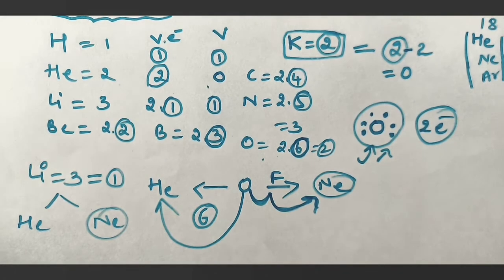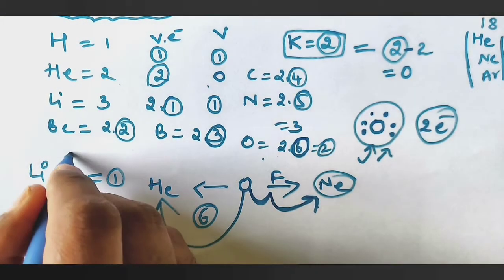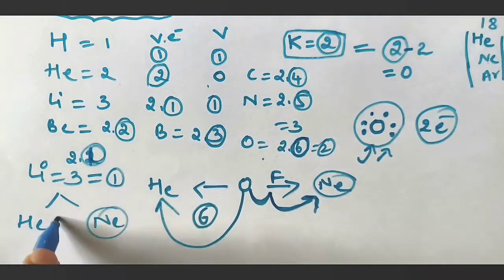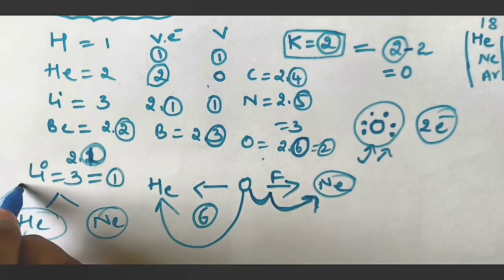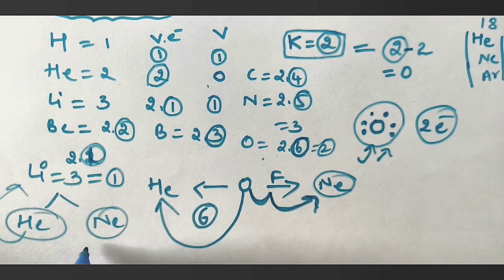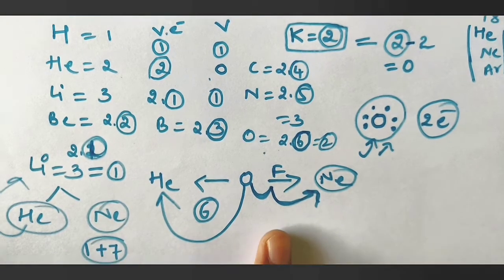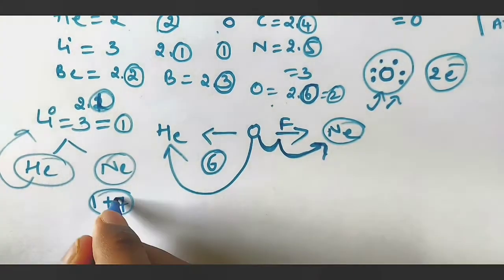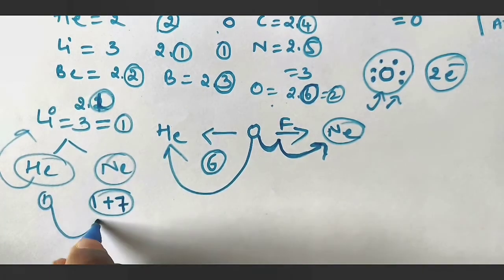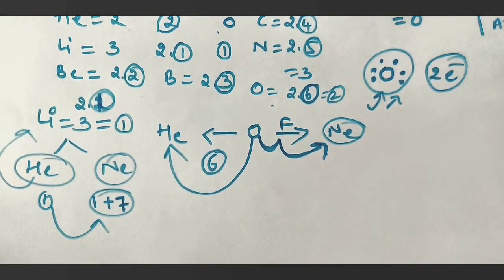What is going to happen? Lithium is 2, 1. If it loses 1 electron, it will become like helium, so it will become stable. But if it gains 7 more electrons, it will become like neon. So gaining 7 electrons is difficult compared to losing 1 electron. Clear, children? The same trend you can do for the remaining elements.